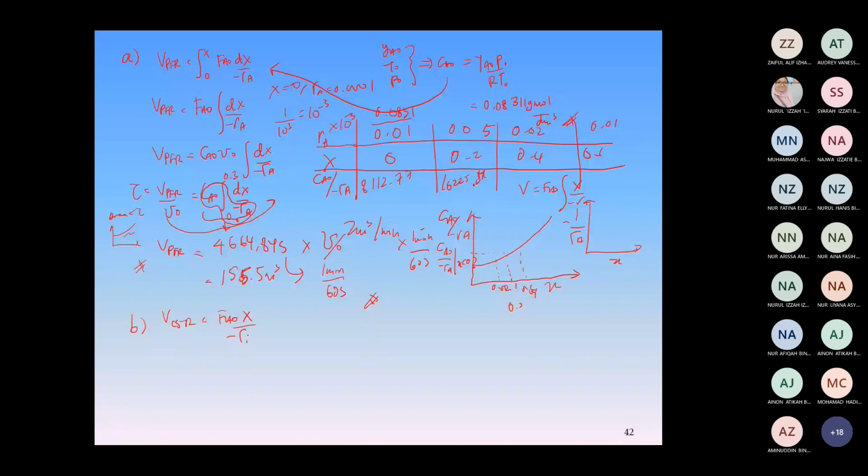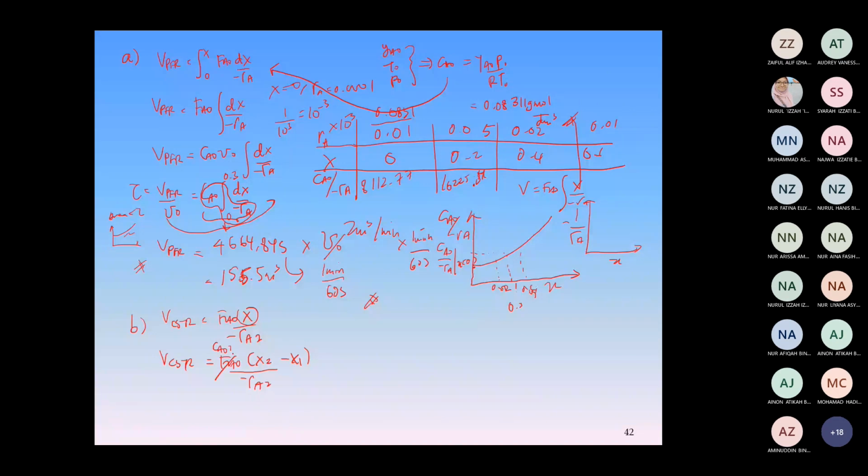Sekarang RA2 lah, sebab kita ke second reactor. Okay, so this one jangan lupa kena tukarkan dia, which is FA naught times with the X2 minus with the X1. Okay, bawah still sama. Okay, and then we have VCSTR here. So this one also you can expandkan dia, which is defined as C naught V naught.